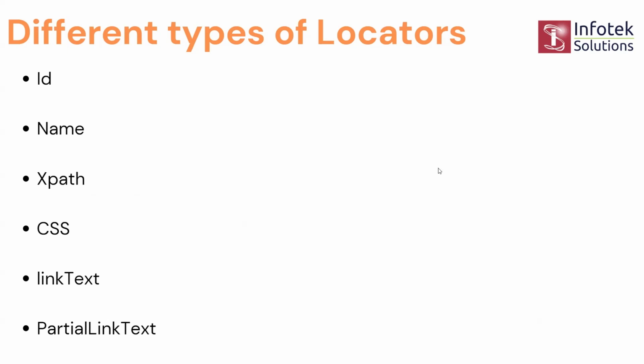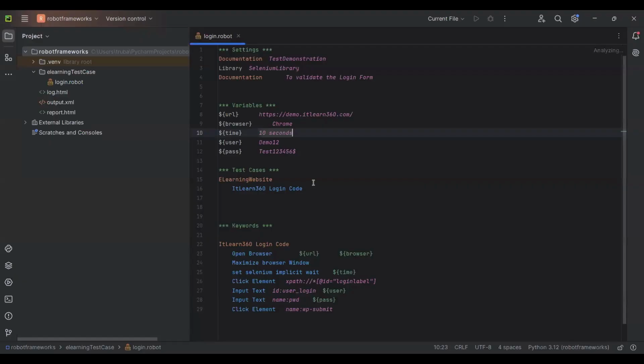Now, if we get back to the example from last time, this was the example we were executing. If you look at it closely, you will see I'm using click element with XPath here. Again, for input text, I'm using ID. Again, for input text, I'm using name. And again, for click element, I'm using name. So these are the locators that we find in a website.